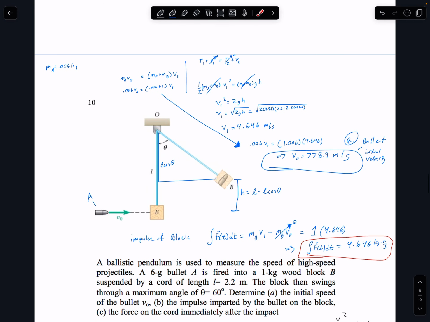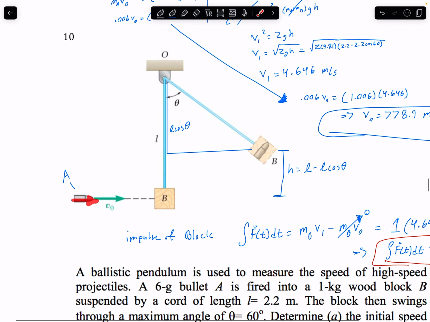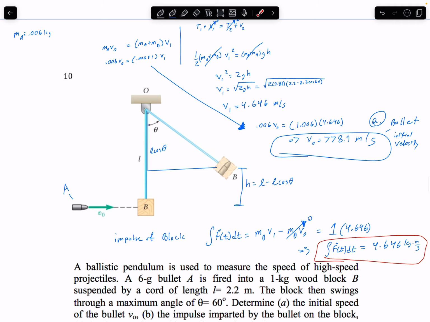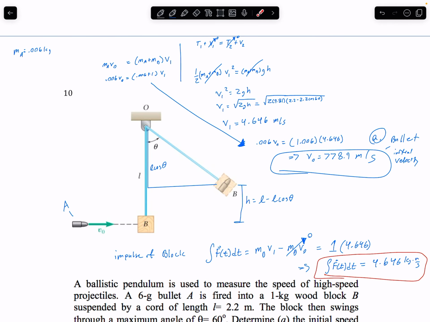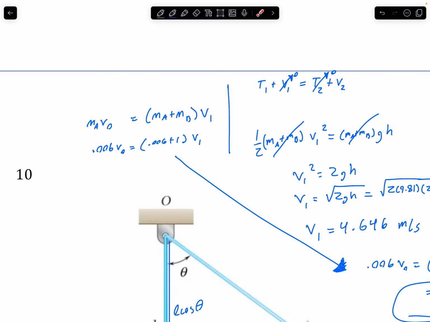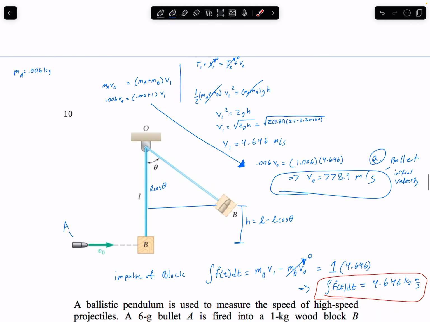Problem number 10. We have another impulse momentum problem. We have initial momentum coming in, a bullet with a velocity coming in, and we know that momentum is conserved, assuming it's all direct impact and such, or at least I just assume momentum was conserved. So we know that m_a times the initial velocity is equal to the total mass times the velocity afterwards.